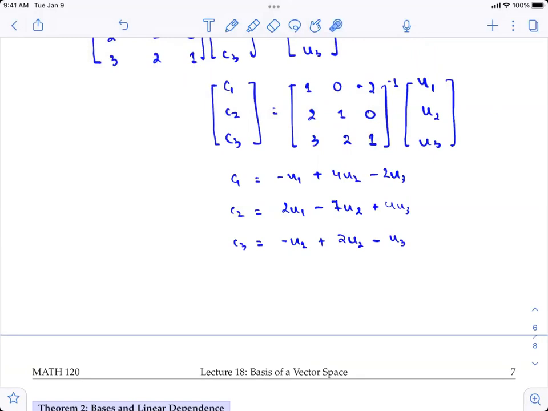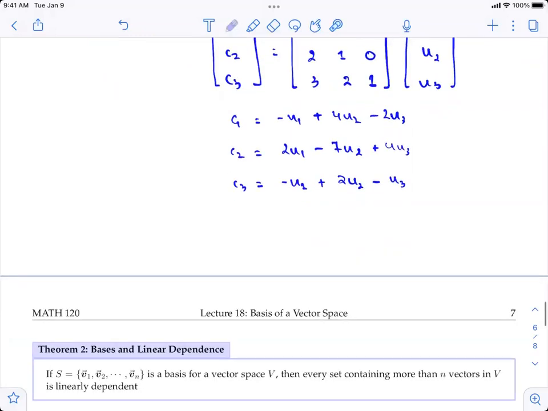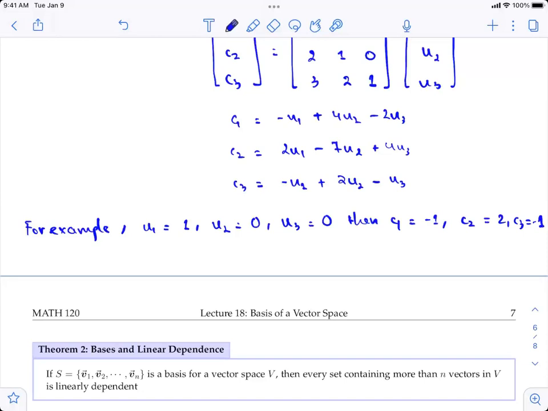So again, we don't know the exact values of U1, U2, and U3 in this particular example. But what if we know the exact values? Let's say, for example, U1 is equal to 1, U2 is equal to 0, and U3 is equal to 0. Then C1 is going to be equal to negative 1, C2 is equal to positive 2, and C3 is equal to negative 1. Therefore, U equal to 1, 0, 0 can be written as a linear combination of the vectors in the set S: negative V1 plus 2V2 minus V3.